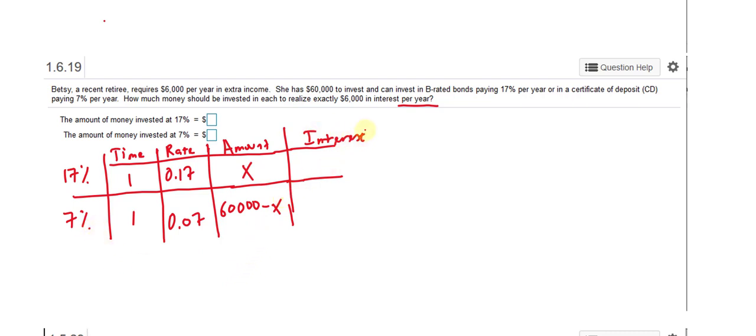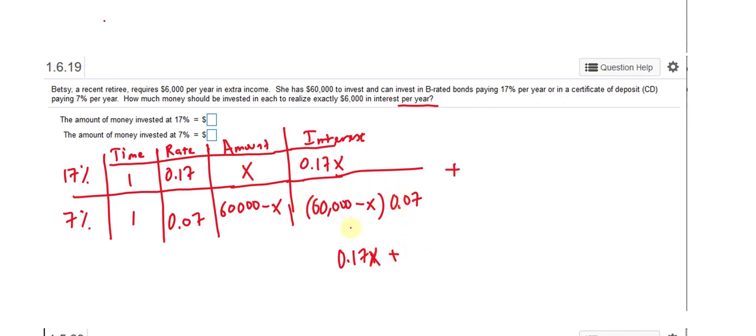The interest is the amount of money that she earns at the end of the year. So we multiply the amount, the rate, and the time together. So X times 0.17 times 1 is 0.17X. And this one is again the same thing: 60,000 subtract X, multiplied by 0.07 multiplied by 1, which is 1. Right? So nothing changes. Now we sum these two interest amounts together, this one and this one. You want to get exactly 6,000 per year. Okay, so that is the equation that you need to solve for X.